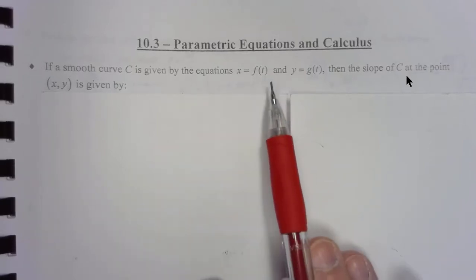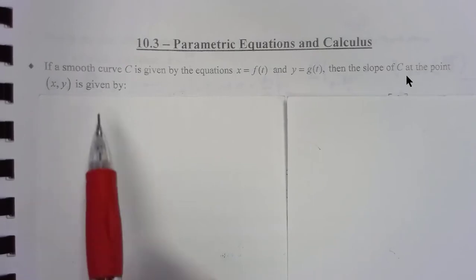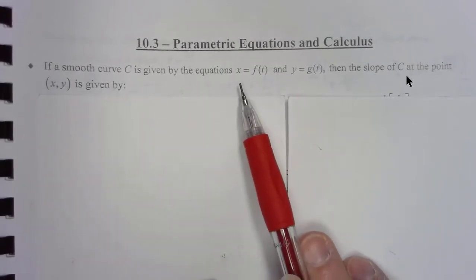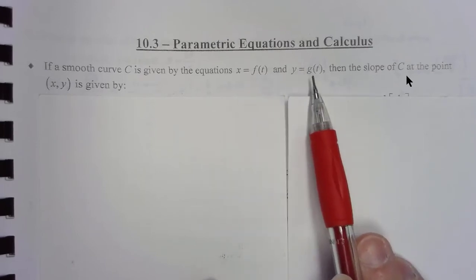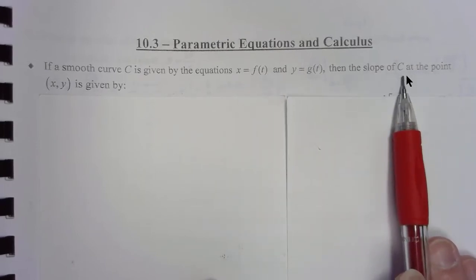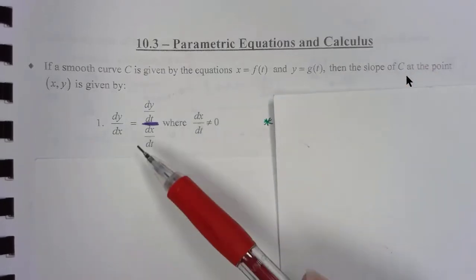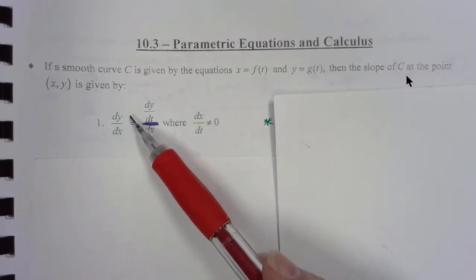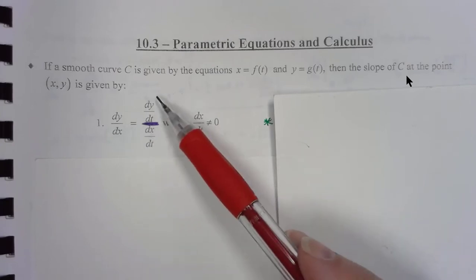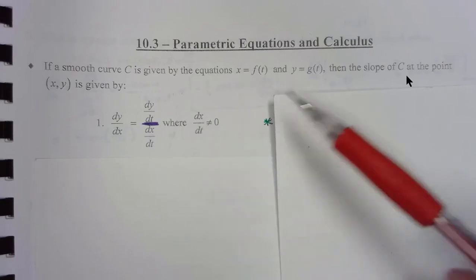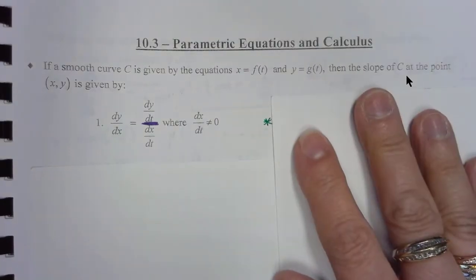Section 10.3, Parametric Equations and Calculus. If a smooth curve C is given by the equations x is a function of t and y is a function of t, then the slope of C at the point (x, y) is given by dy/dx. The slope at (x, y) is given by dy/dt over dx/dt, where dx/dt is not 0.